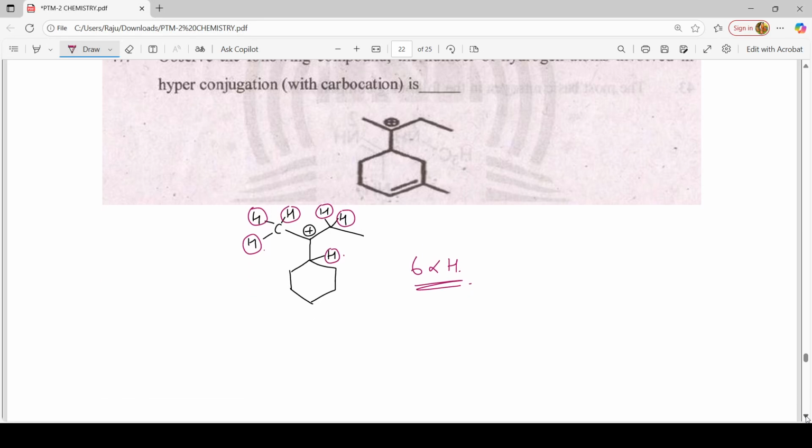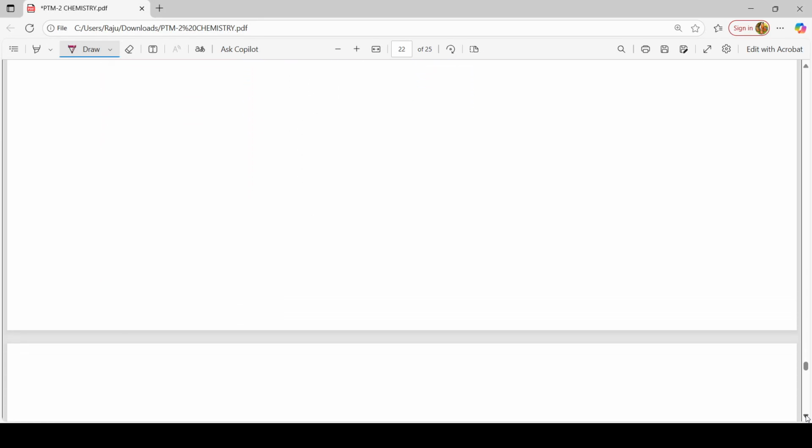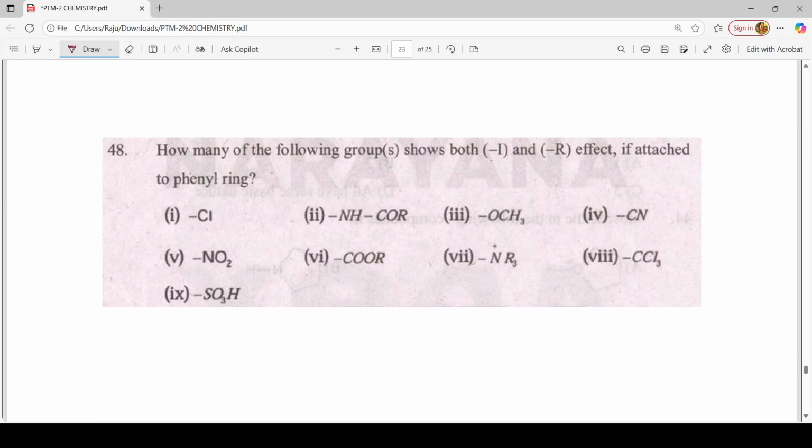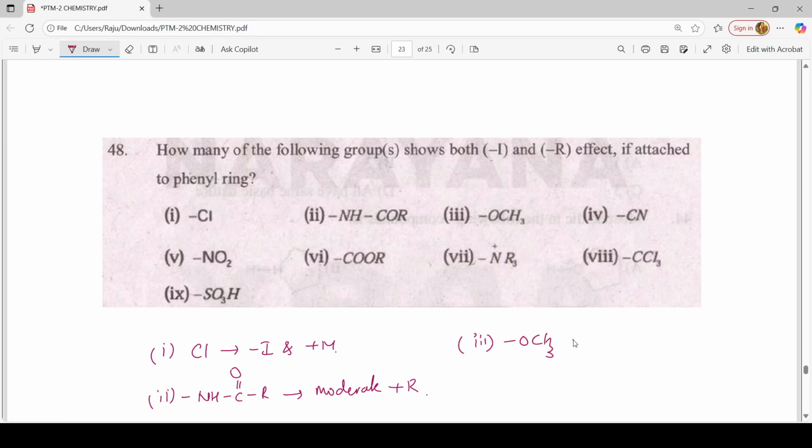48, students. How many of the following groups show both minus I and minus R effect if attached to the phenyl ring? Come to the case of chlorine. Chlorine has minus I and plus M. And you come to the case of NHCOR. This is moderate plus M or plus R. And you come to the case of the oxymethyl group. This is minus I and plus R.